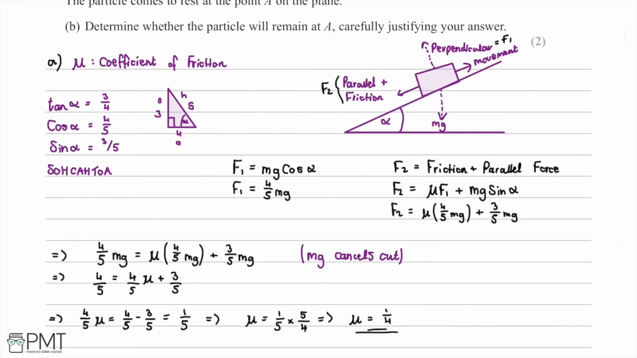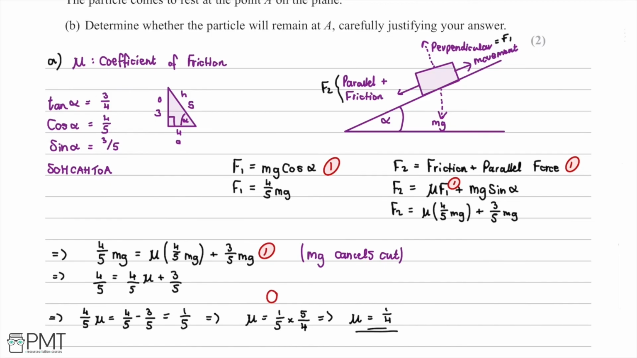This question was worth 6 marks, and we receive our first mark for knowing that our perpendicular force was equal to mg cos alpha. And then we get our second mark for being able to work out the parallel force. We then get our third mark for equating these two forces. We then get our fourth mark for knowing to use that the friction was equal to mu multiplied by the perpendicular force. So we'll just add that one back in there. And then we receive our fifth mark for producing an equation in terms of mu and knowing to solve for mu. And then we receive our sixth and final mark for concluding with the correct answer that mu is equal to 1 over 4.